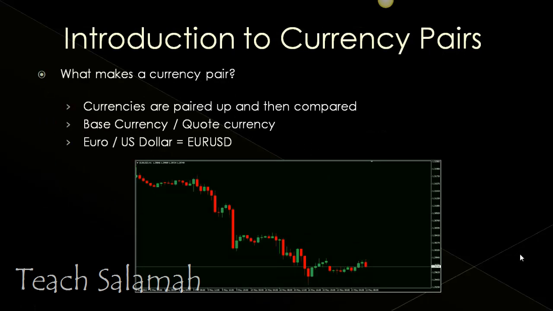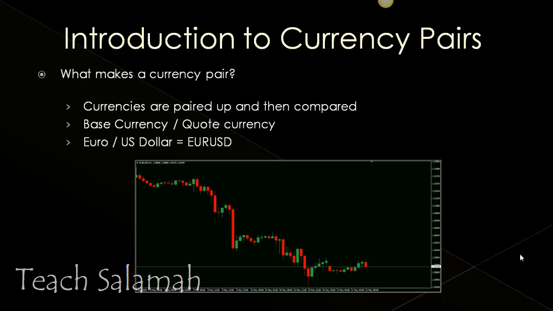What makes a currency pair? When trading forex, we're going to be trading these pairs. So it's important to know how they're made up and how it all works. Currency pairs are paired up and then compared. On the chart on the screen, you can see a 1-hour Euro-USD chart. The Euro currency is paired up with the US dollar currency.